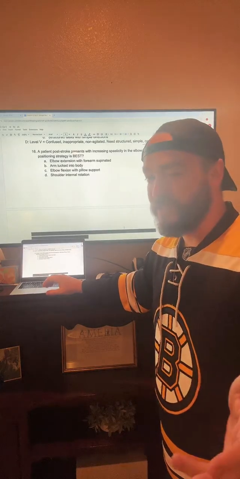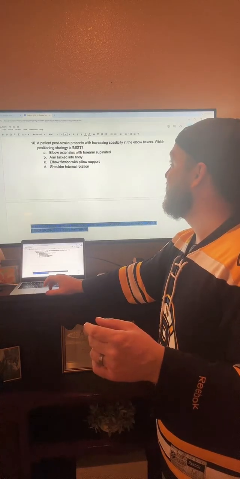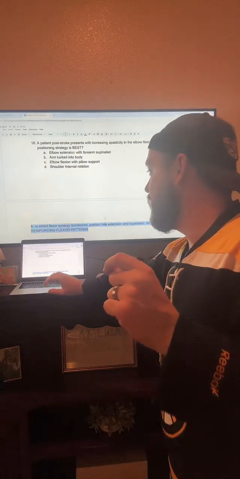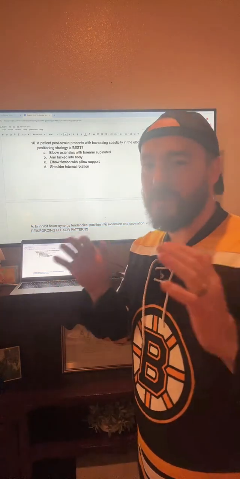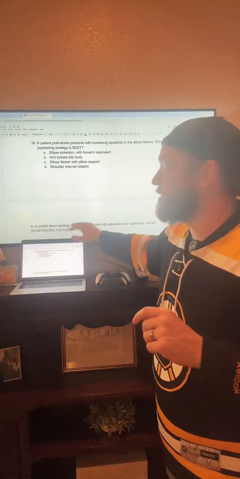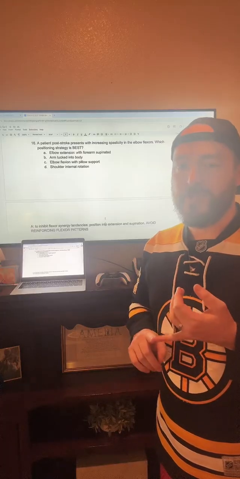While Maddie and I have this conversation, let me go ahead and give you guys the answer. You're absolutely right, guys. It is A. So I'm kind of back and forth about how I worded this. To inhibit flexor tendencies, you're not going to inhibit flexor synergy, right?